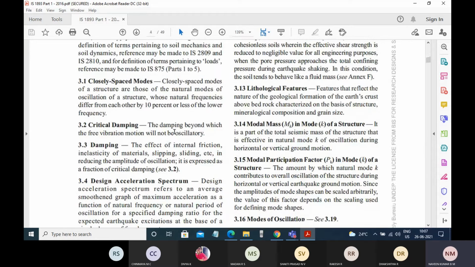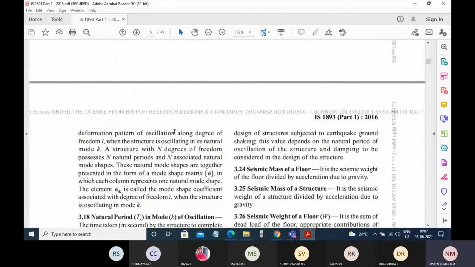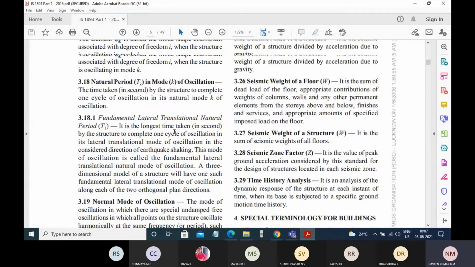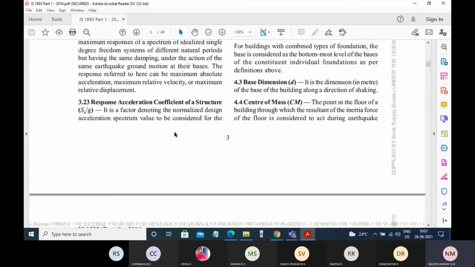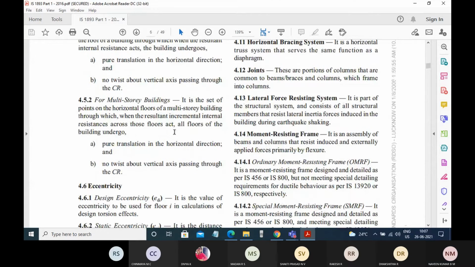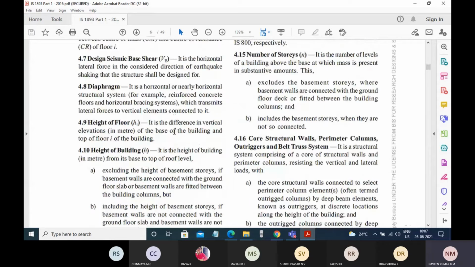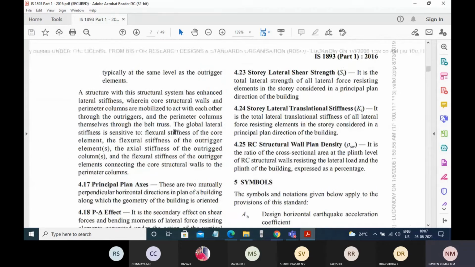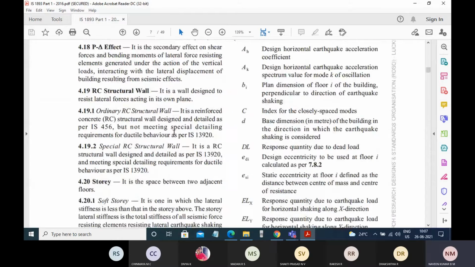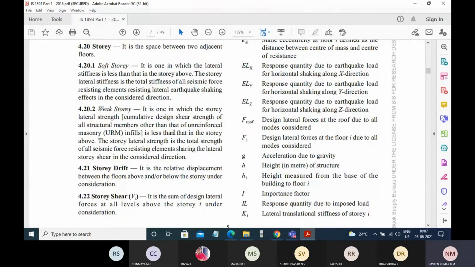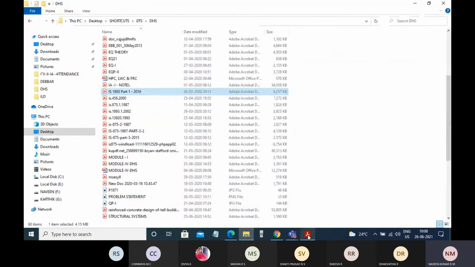Drift is the deformation between two stories. The difference in deformation between two stories is called drift, specifically story drift. As I mentioned, it is the relative displacement between the floors above and below the story under consideration. Say, for example, let me go over here.